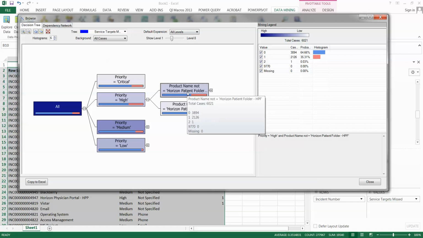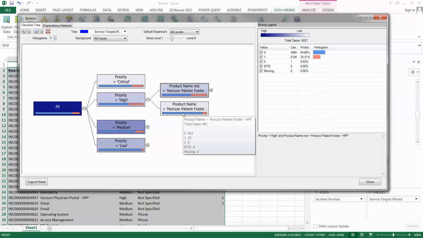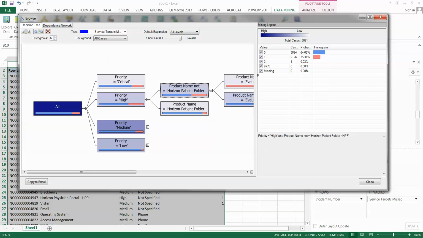And what we notice is that if the product name is not equal to this particular healthcare software package, then out of the 6,000 cases that were sampled, 2,100 had a breach. So that's interesting. We'll also notice that we had 50 breaches out of 482 associated with this specific enterprise application. So a little quick math tells us that as we click on that, there's a 10% chance of a breach with that.